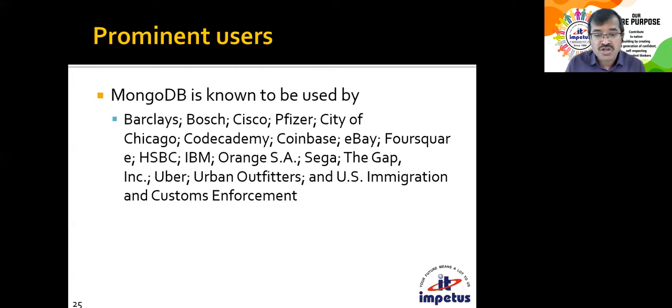These companies like Bosch, Cisco, Pfizer, Codecademy, Coinbase, eBay, Foursquare, so much data being generated every day. HSBC, banks, IBM themselves, Uber that you are aware of, and the customs department from the US, many of them have already switched to MongoDB, or they use MongoDB for some purposes. So there are prominent users, but they have all ensured that the security configuration has been done properly. If you do not do the configuration properly, there is always a security breach risk.